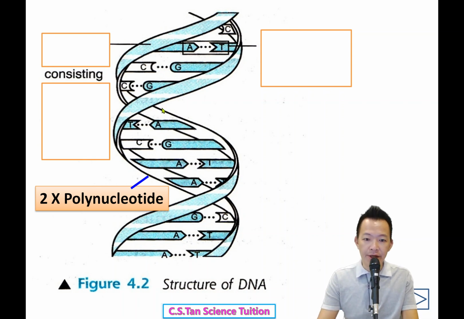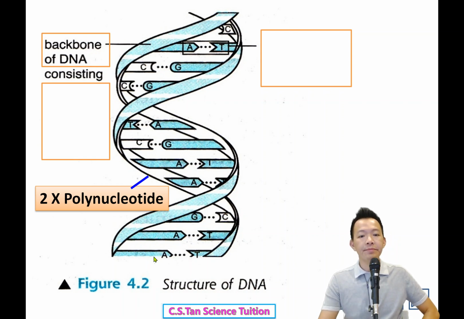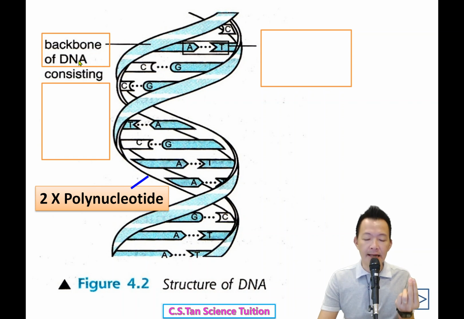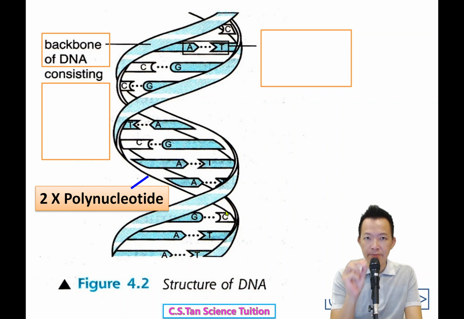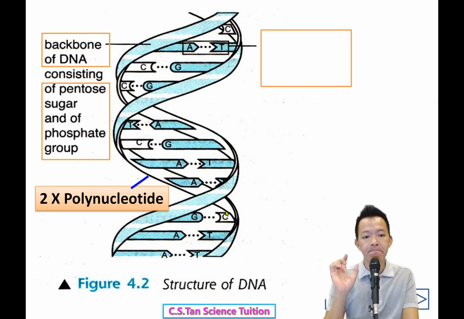And now, in the polynucleotide, for each of the polynucleotides, 这一条的 polynucleotide 里面呢 they have the backbone of DNA. Okay? So this is a backbone of DNA. DNA 的脊椎骨来的啦 the backbone of DNA. But the backbone of DNA actually is made up of what? 这个 backbone DNA 的脊椎骨呢，这一条也是啦 the backbone of DNA actually is made up of what? 它是什么东西做的呢？It is made up of pentose sugar plus phosphate group. 它就是 pentose sugar 跟 phosphate group 形成的。Copy first.